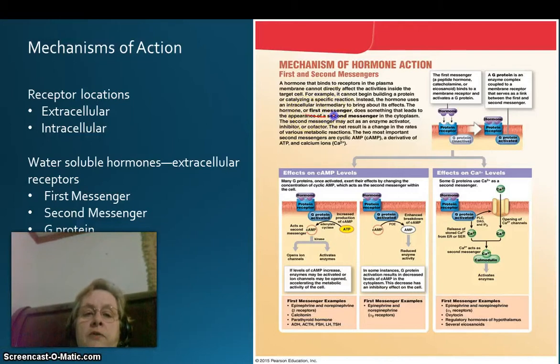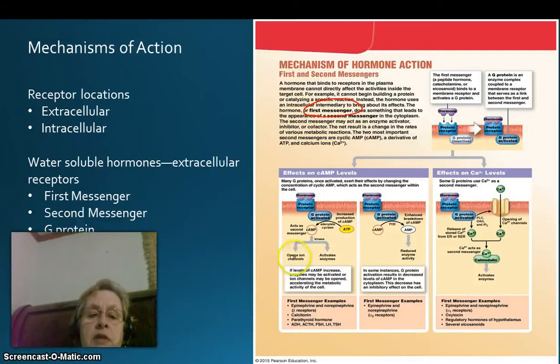Okay, so we've got the first messenger right here. This is usually the hormone that binds to the receptor. Now, this first messenger is going to cause a reaction that produces a second messenger, which might inhibit or activate an enzyme or cofactor. But regardless of how it works, it is going to alter the activities of the cell.